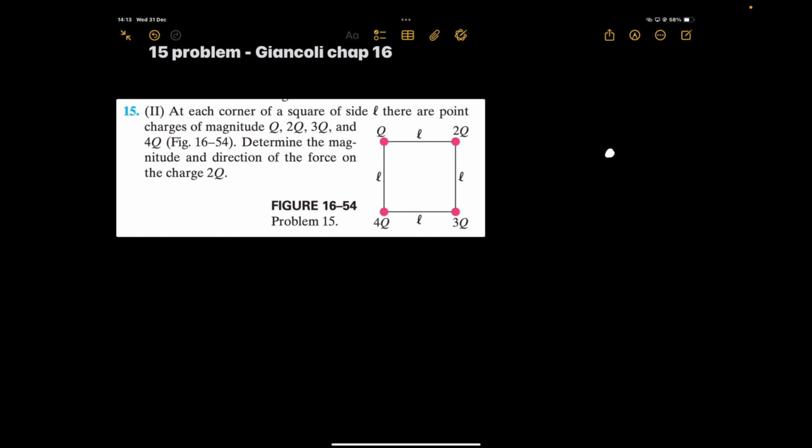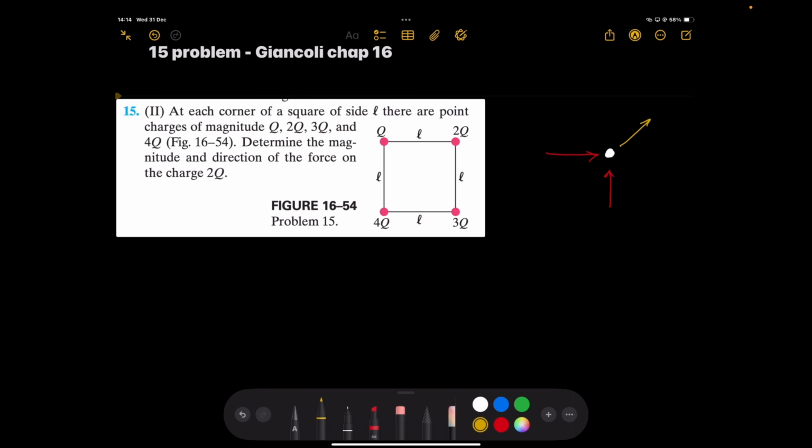So there's gonna be a force coming from the charge 3Q vertically and another force coming from the charge Q horizontally. What we're gonna do? We're gonna take these two forces and make a new force using these two components. So this is gonna be one of the final forces. In addition, we're gonna have another force coming from 4Q. So at the end, we're gonna have this force plus this force acting along the diagonal. You see it? Along the diagonal.